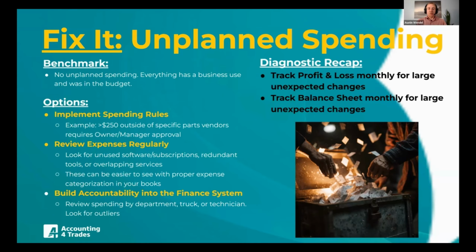So look for the spending by department, by truck, by technician. You can really drill down sometimes to figure out where the spending leak is happening and then understand how to solve that problem there. So you're looking for the outliers in the business.